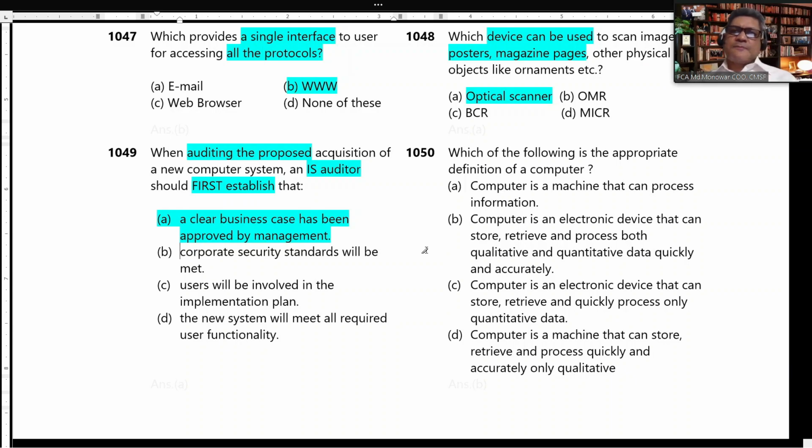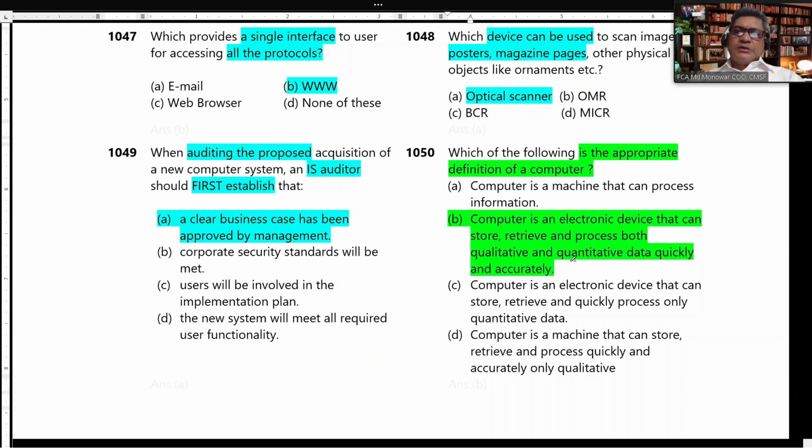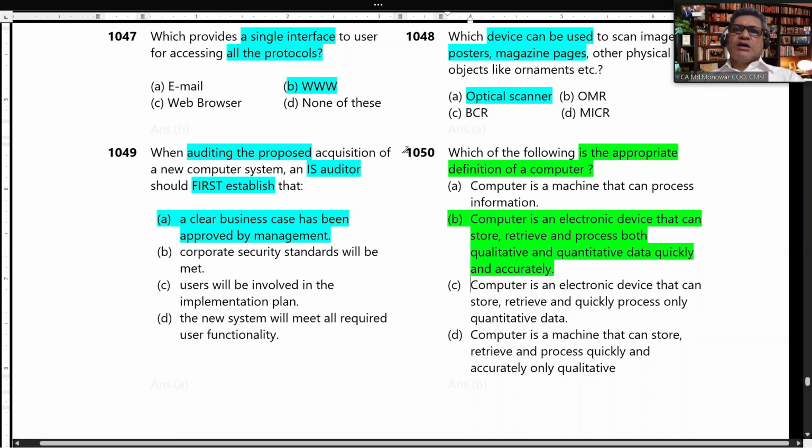Which of the following is the appropriate definition of a computer? Here all are definitions, but the appropriate definition here is answer B. A computer is an electronic device that can store, retrieve, and process both qualitative and quantitative data quickly and accurately. Answer B. So this way we have completed 50 MCQs from 1001 to 1050.